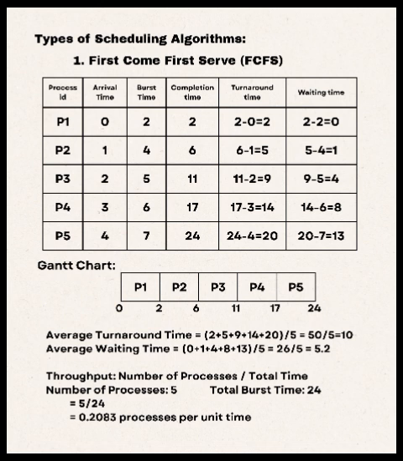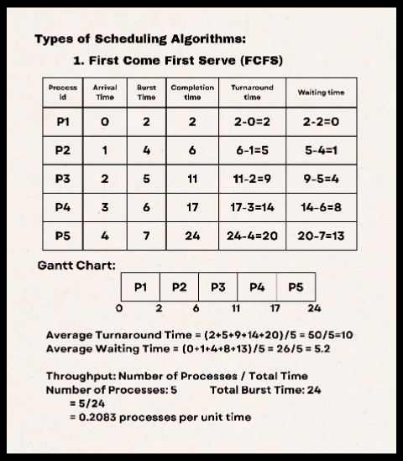For the average turnaround and waiting time, we are going to get the average of each process. For the turnaround time, 50 divided by the total process number of 5 equals 10. For the average waiting time, 26 divided by the total number of processes, 5, equals 5.2.